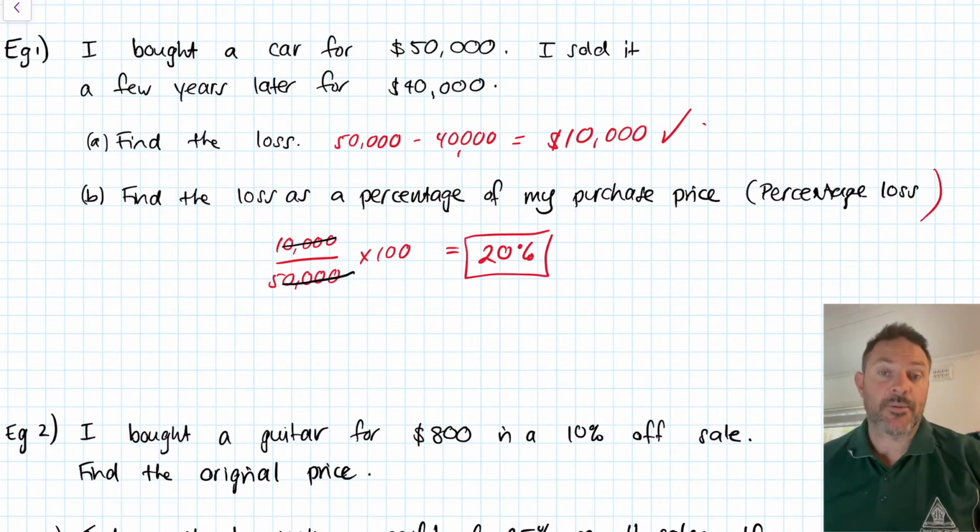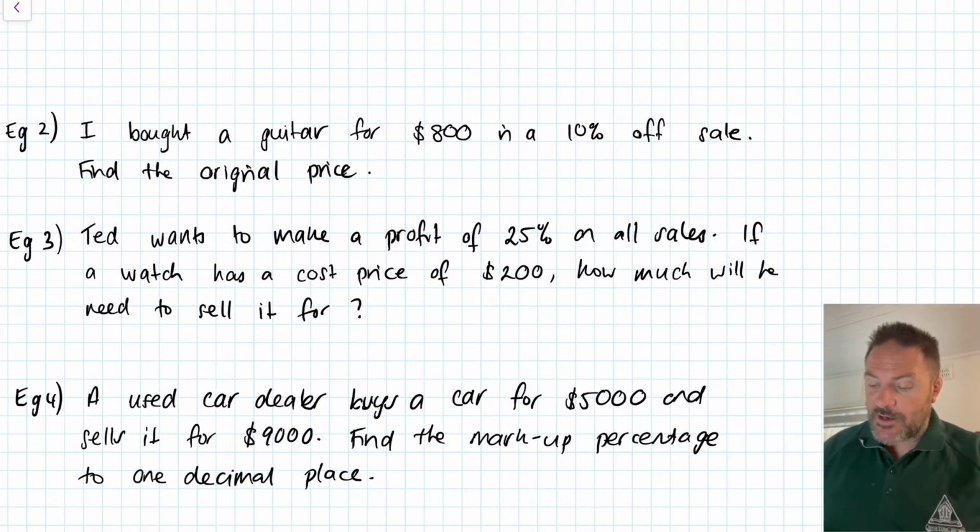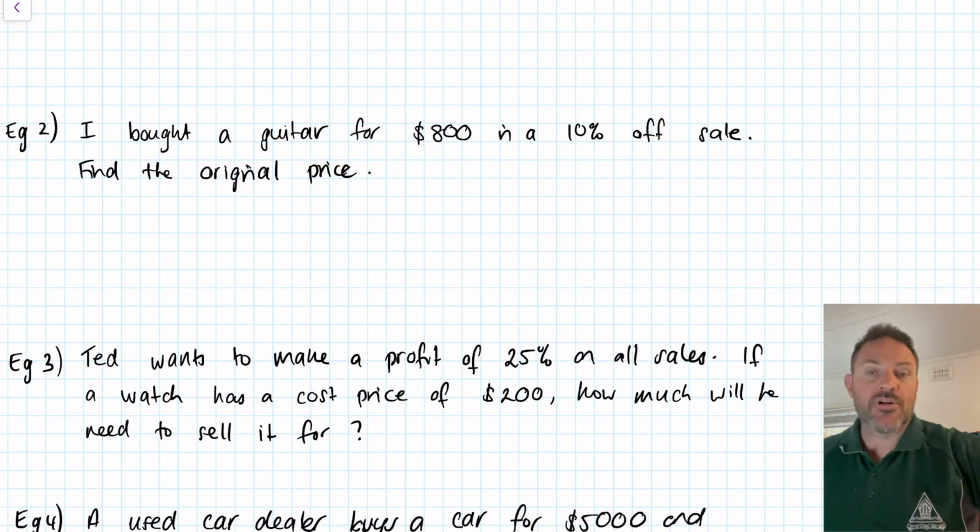So I've lost 20% of my price. Okay, question 2. How did you go with this one? I bought a guitar for $800 in a 10% off sale. Okay, so I've got a bit of a 10% discount. It wants me to find the original price.